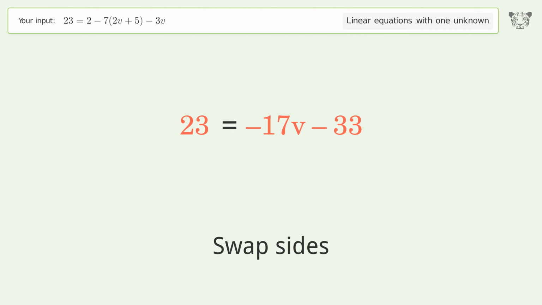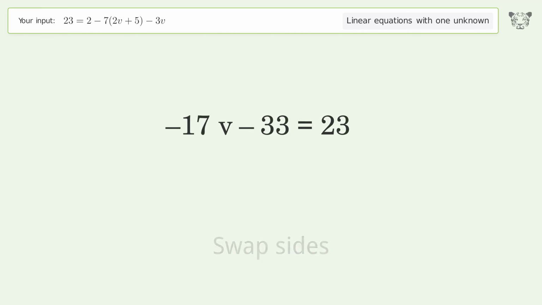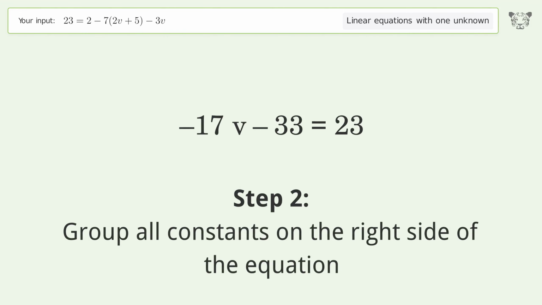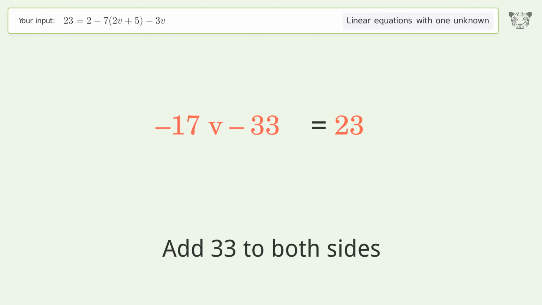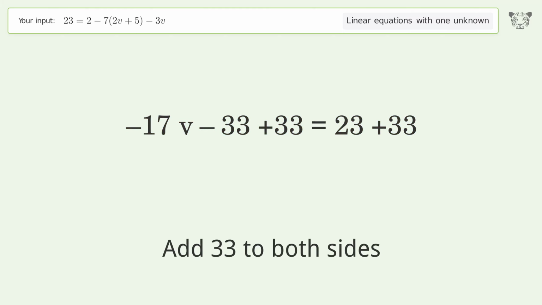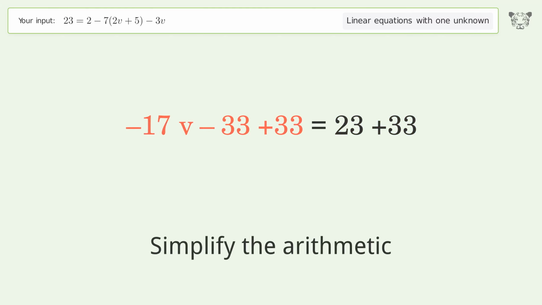Swap sides. Group all constants on the right side of the equation. Add 33 to both sides. Simplify the arithmetic.